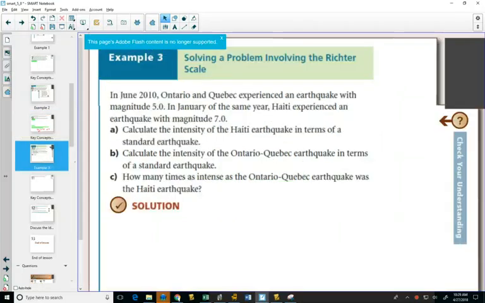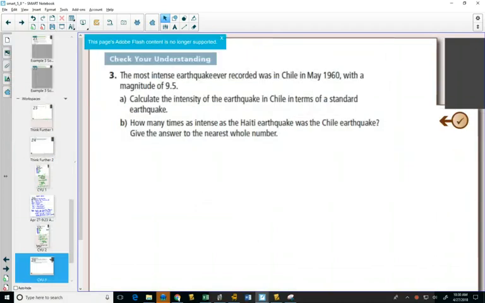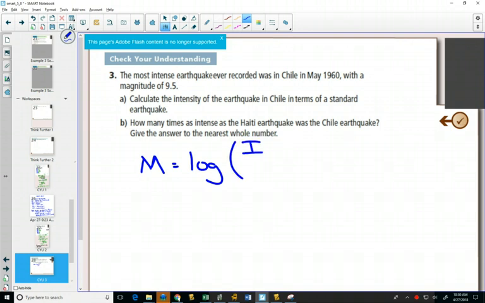So in our first example here, the most intense earthquake ever recorded was a 9.5 in Chile. Calculate the intensity of the earthquake in Chile in terms of a standard earthquake. So we've got our formula, and this formula would be given to you on an exam with each of the things stated what they stand for.